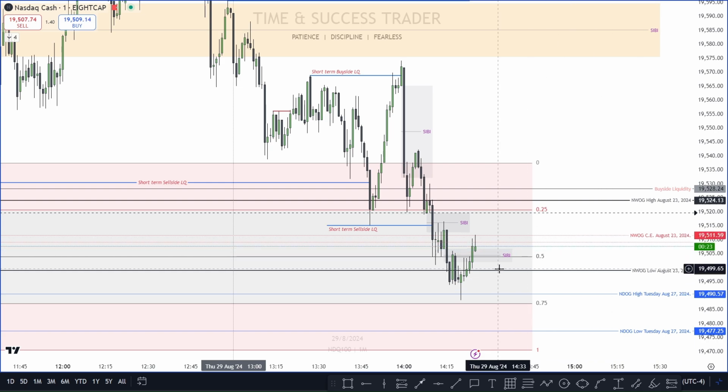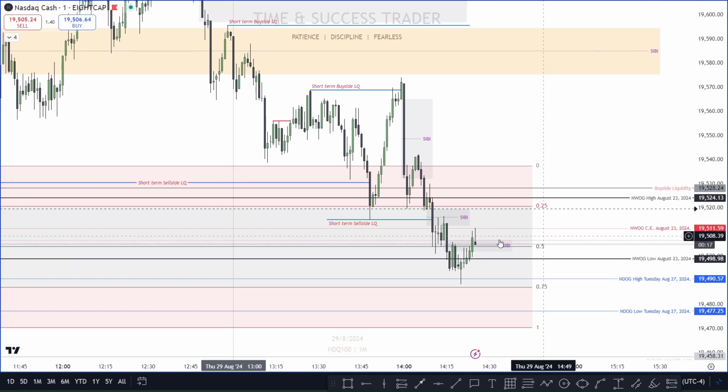But I wasn't interested in selling the market. I wanted more to buy it, and I was still waiting for some more confirmation because we just touched the consequent encroachment of the new week opening gap, and I wanted to see if price would break through that area or not.